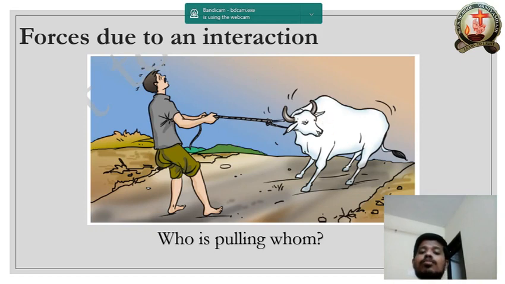Who is trying to pull whom? So this man is trying to pull the bull. So who is applying more force? Who is trying to apply more force? The man is trying to apply more of his strength so that he is able to pull the cow towards himself, because the weights of these two objects are not equal.